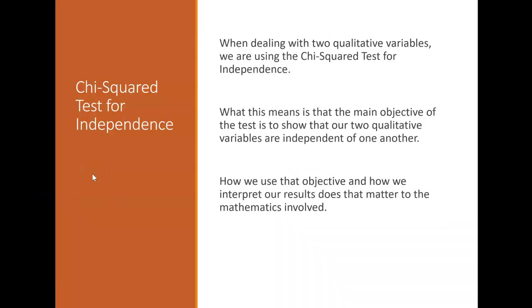So the chi-squared test for independence. When dealing with two qualitative variables, we're going to be using the chi-squared test for independence. What this means is that the main objective of the test is to show that our two qualitative variables are independent of one another.